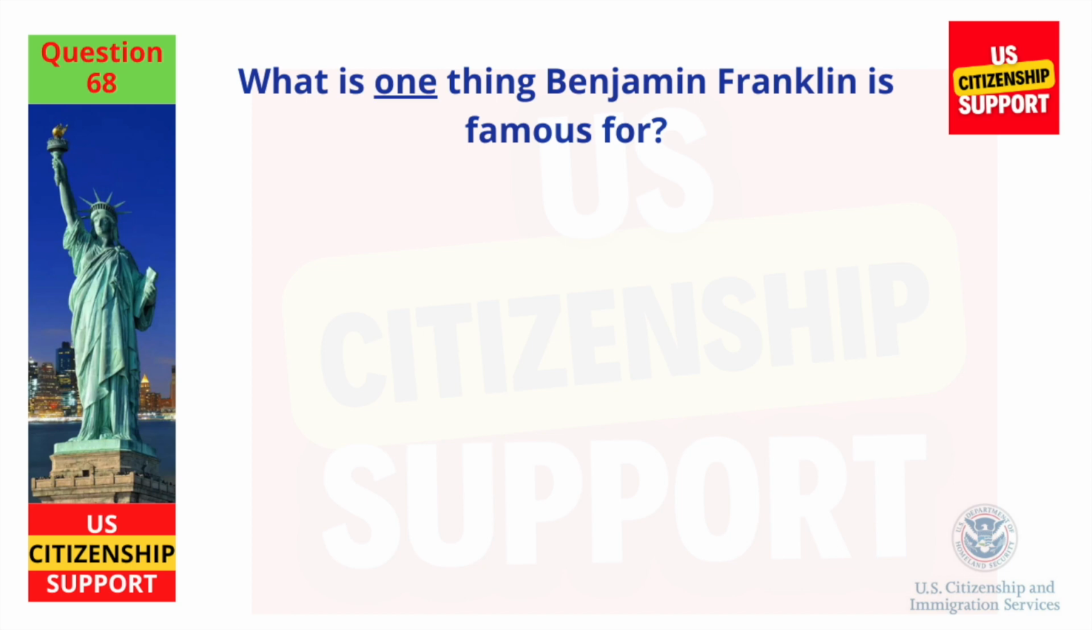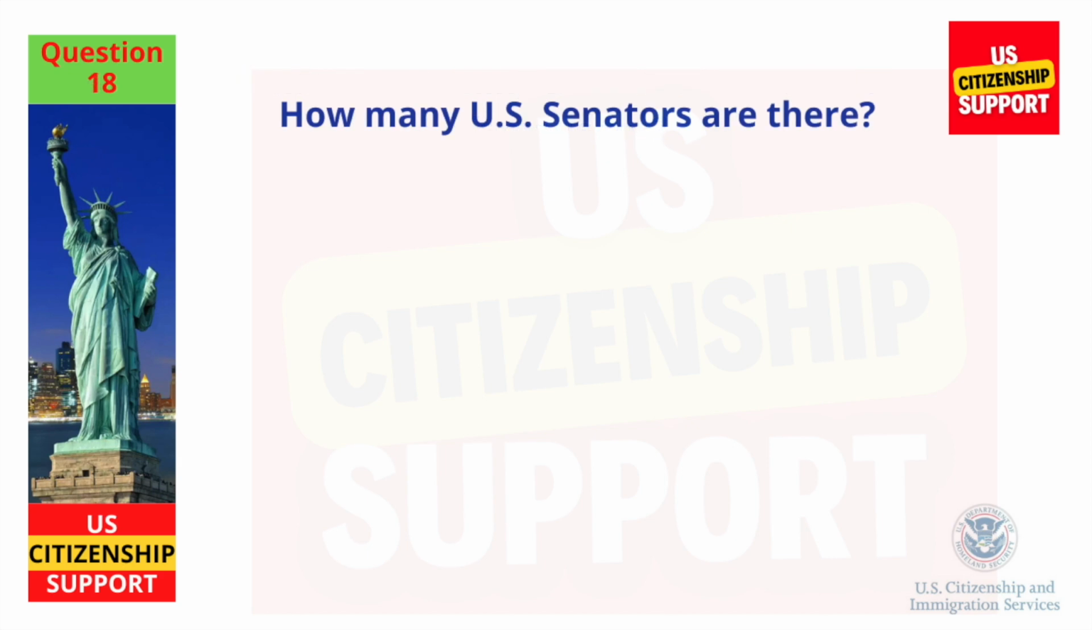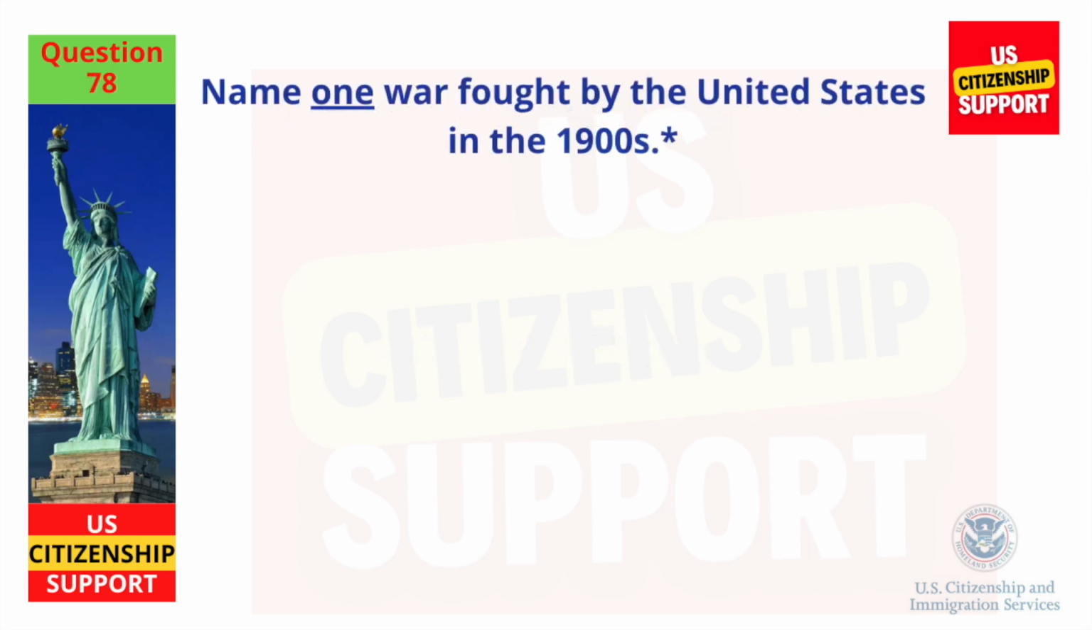What is one thing Benjamin Franklin is famous for? U.S. diplomat. How many U.S. senators are there? 100. Name one war fought by the United States in the 1900s. World War I.